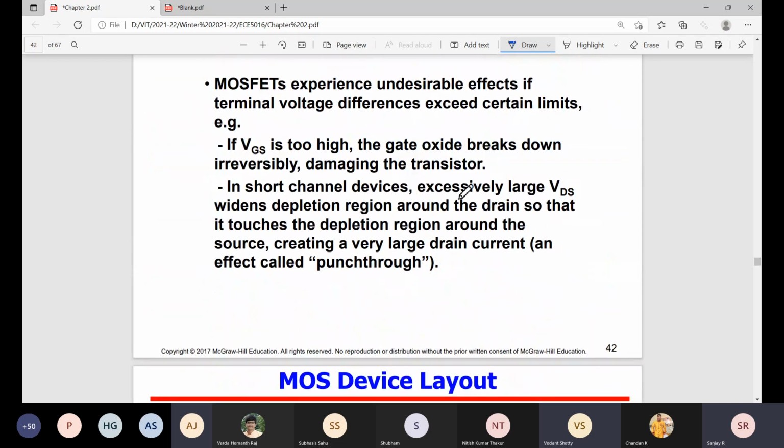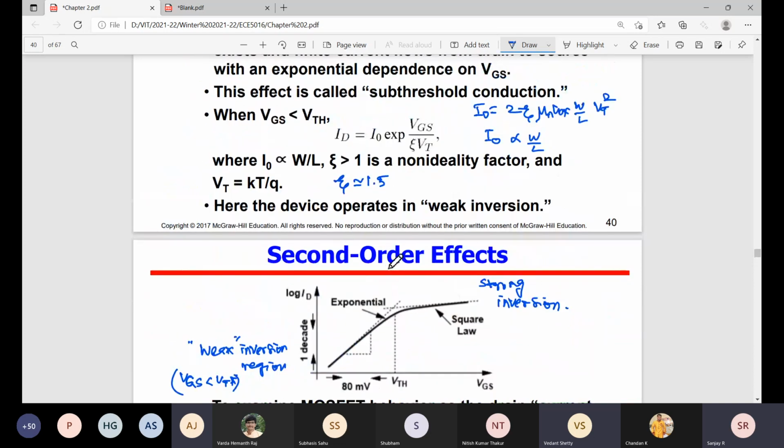The breakdown you already studied. When you apply more drain-source voltage, the junction will break down, so we need to take care of the device. This is called the punch-through effect. This is not that important. So that's all about the second order effects.